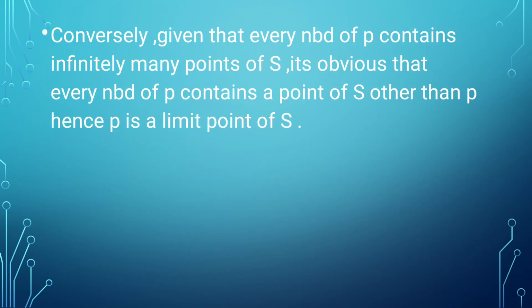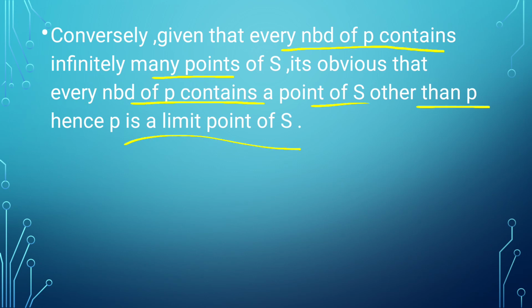Conversely, given that every neighborhood of P contains infinitely many points of S, it's obvious that every neighborhood of P contains a point in S other than P, and that point other than P is actually what makes P a limit point of S by the definition of limit point, by the definition of cluster point or accumulation point.